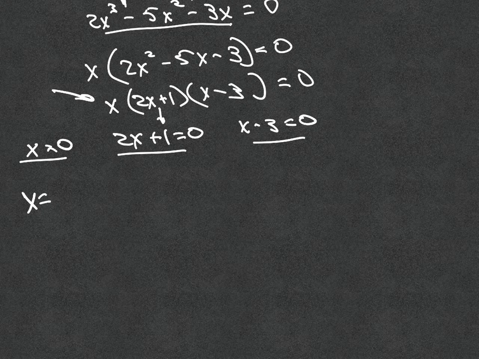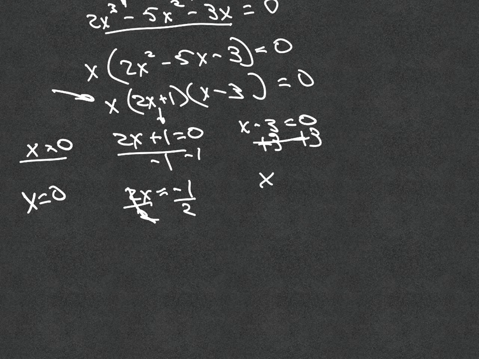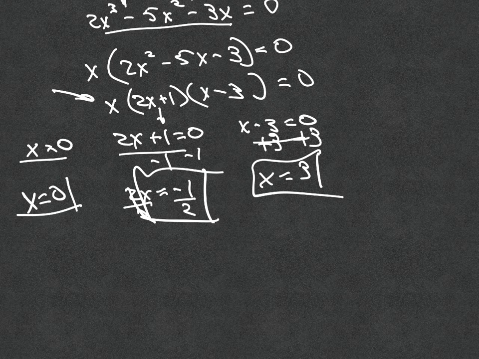X equals 0. Don't have to do any work. It's done. X equals 0. 2x plus 1. I'm going to subtract 1 from both sides. I'm going to divide by 2. And x equals -1/2. And then here I'm going to add 3, x equals 3. So I have 3 different answers for example number 8 on page 113 because my leading term has an exponent of 3, so I know I have 3 answers.